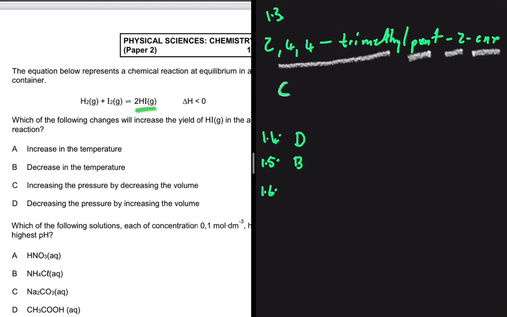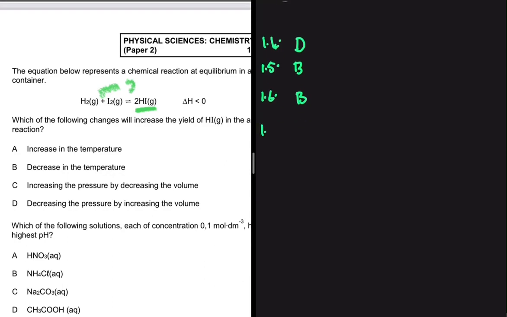But looking at option B, a decrease in the temperature. If you decrease the temperature, the exothermic reaction is favored. So the forward reaction will be favored, and that will lead to more HI. So before even looking at options C and D, we can see that our answer is option B, right? Options C and D are not correct because they talk about pressure, and we have the same number of moles on the reactant side and on the product side. So whatever you do to pressure, it's not really going to affect the yield. It will only affect the rate.